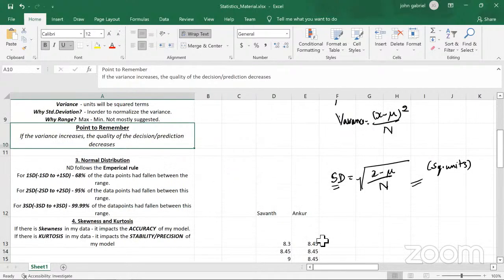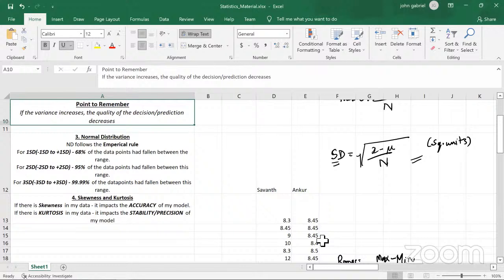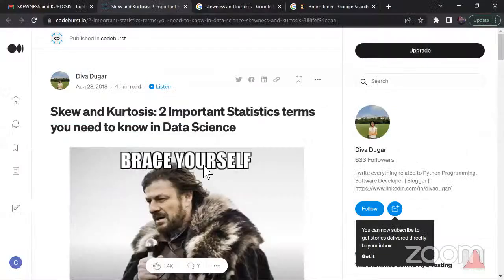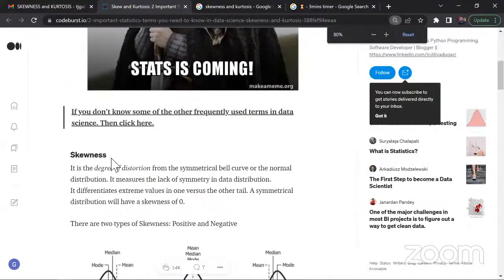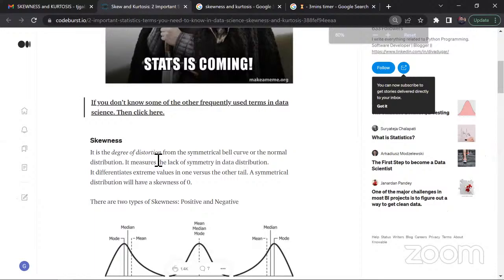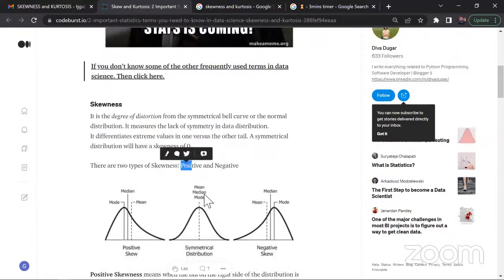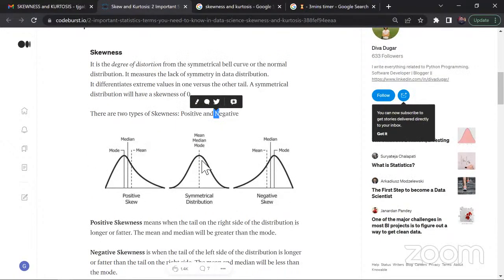Okay. Fine. So let's go through that. I'll just highlight some important terms here. So skewness, if you read it, skewness is nothing but a degree of distortion. So how exactly from the central value it is getting distorted. We have two types, positive and negative. You can take a read on it. So when there is no skewness, my mean will be equal to median.